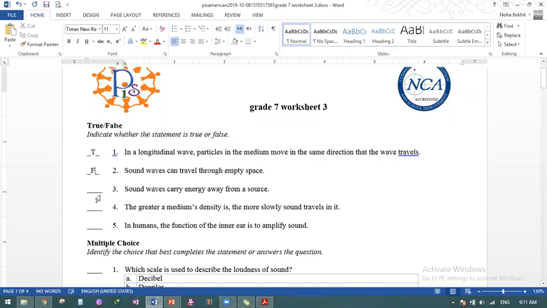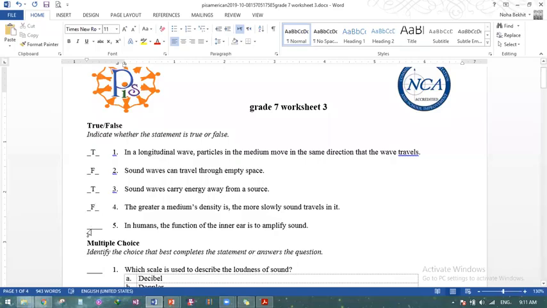Sound waves carry energy away from the source. True or false? Yes, Ahmed? True. Yes, that's right. All the vibrations carry the energy away from the source. Okay? The greater a medium's density is, the more slowly sound travels in it. Yes, Adam? False. Yes, false, that's right. Because when we have more density, that means the particles of the matter will be closer to each other. That means they will not take the same time. The sound will move now way faster.